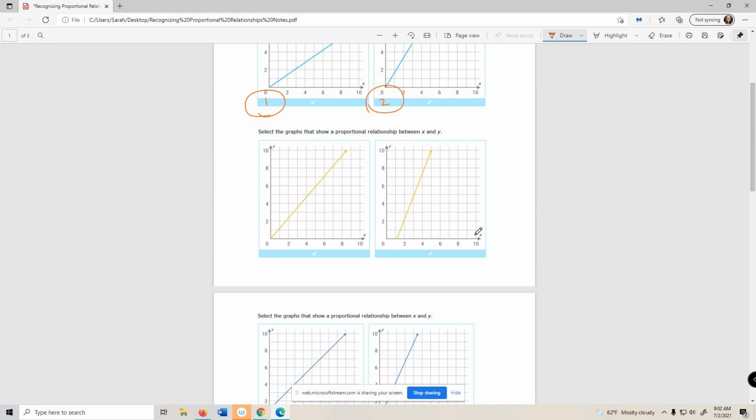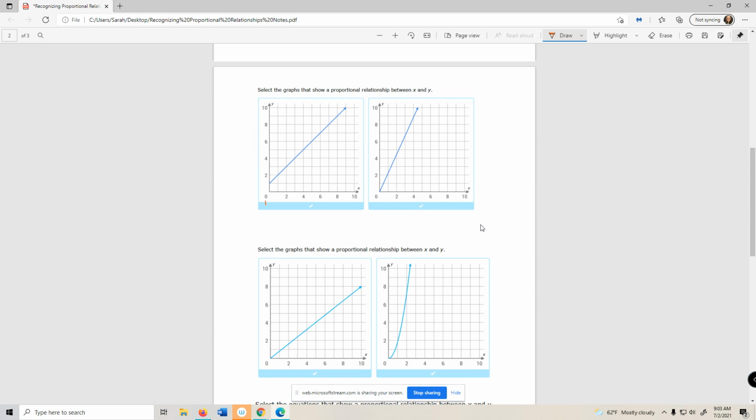Next example, both graphs are straight lines. However, notice that graph 1 does have the y-intercept at 0, which we're looking for, so graph 1 is proportional. Graph 2 is not. The y-intercept would be somewhere down here in the negatives. We actually don't see where the y-intercept is. Notice that the start of the graph is not at 0, 0. It's at x equals 1 point something. So graph 2 is not proportional because it does not cross the y-axis at 0.